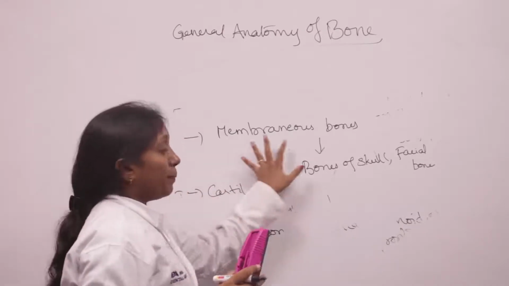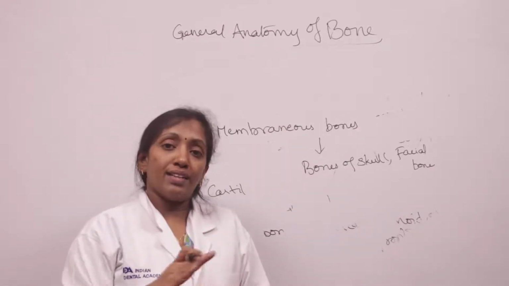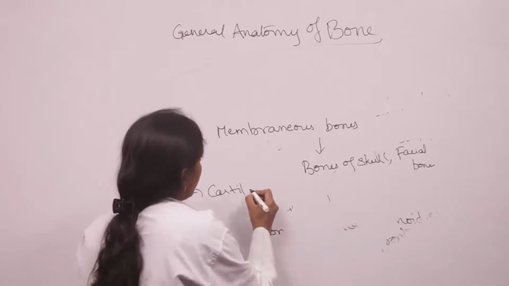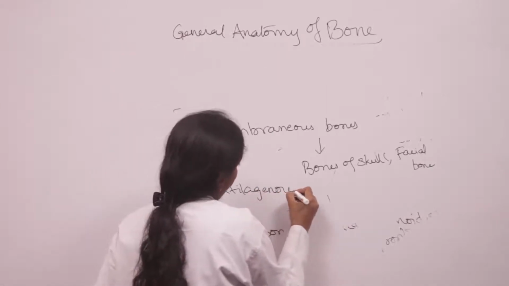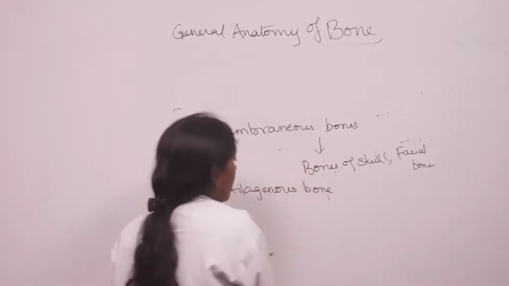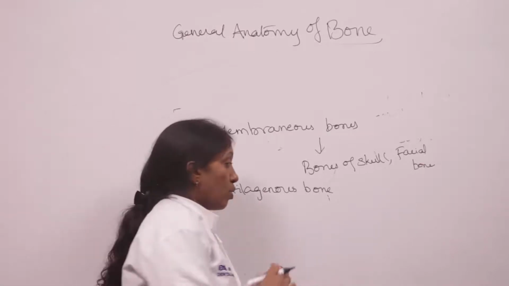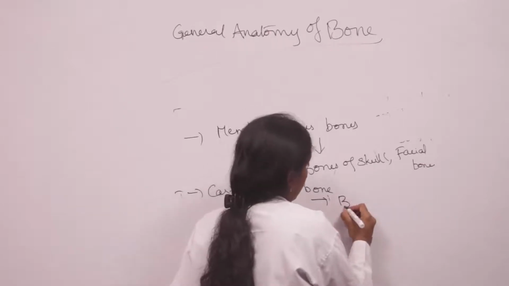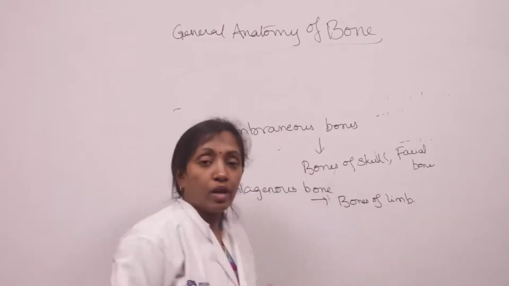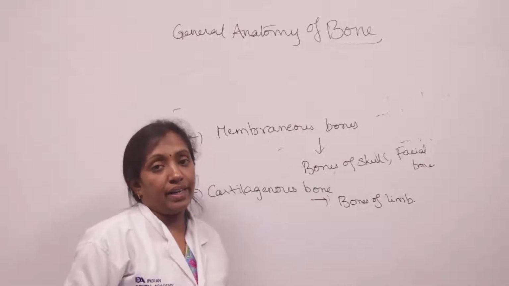That means in the membranous bones, over the membranes, the osteoblast cells start forming the bone. And in the cartilaginous bone, what happens here is the bone cells get deposited on the cartilaginous model. So cartilaginous bone examples are the bones of the limb.